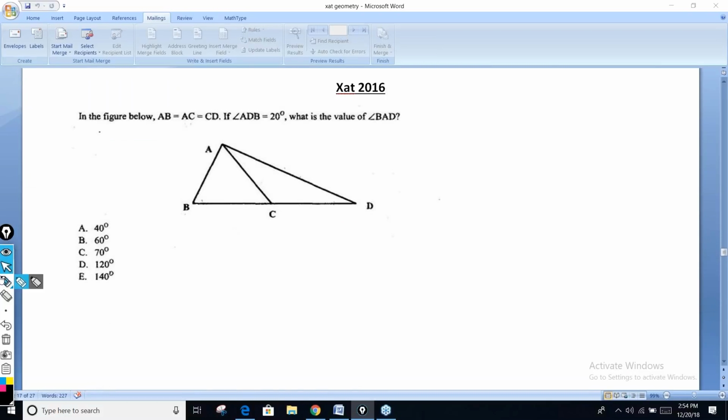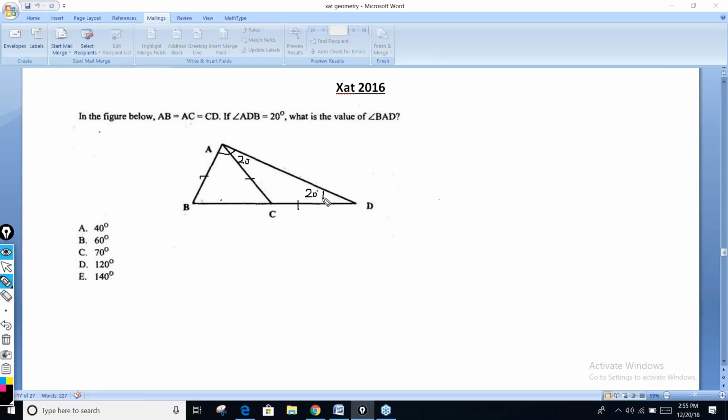This was the easiest question, I think, among all the questions. It says AB is equal to AC is equal to CD. If angle ADB is given as 20 degrees, we have to find out the value of BAD. This complete angle we need to find out. So start from here. In this triangle, if sides are equal, the angles in front of these two sides have to be equal also. So if this angle is 20, this angle A has to be also 20, because these two sides are equal in this triangle.